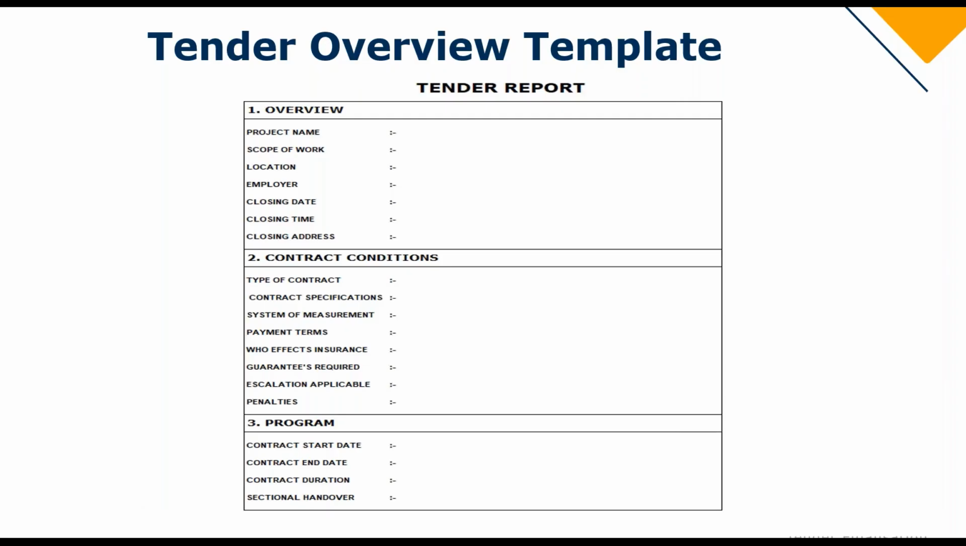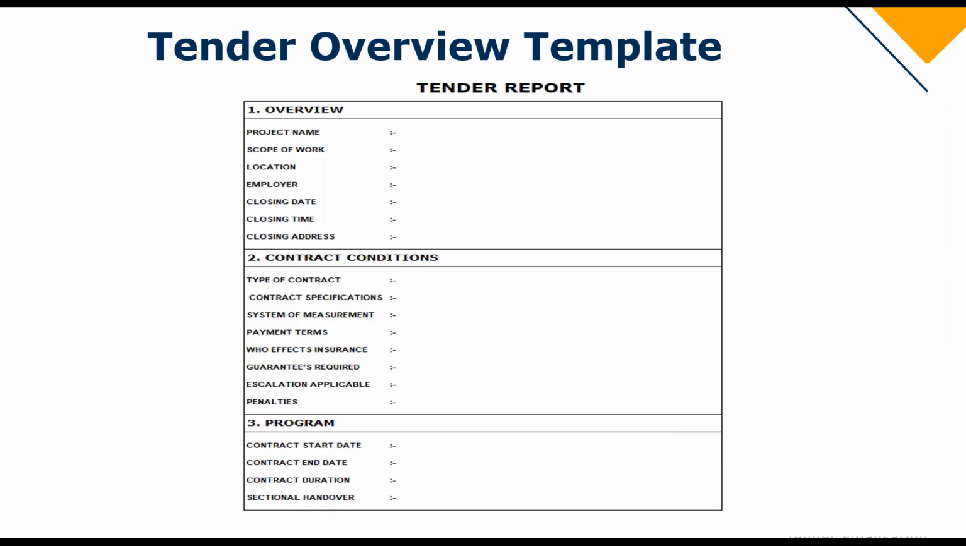I would next look at number 2, which is your contract conditions. What is the type of contract? Is it a JBCC, SABS, or COLSO, etc.? What are the contract specifications? What is the system of measurement? What are the payment terms? Very important. Who effects the insurance? Are there any guarantees required? Is escalation applicable on this job, or is it a fixed contract? And another important one is penalties. What are the penalties per day, per month, whatever it may be?